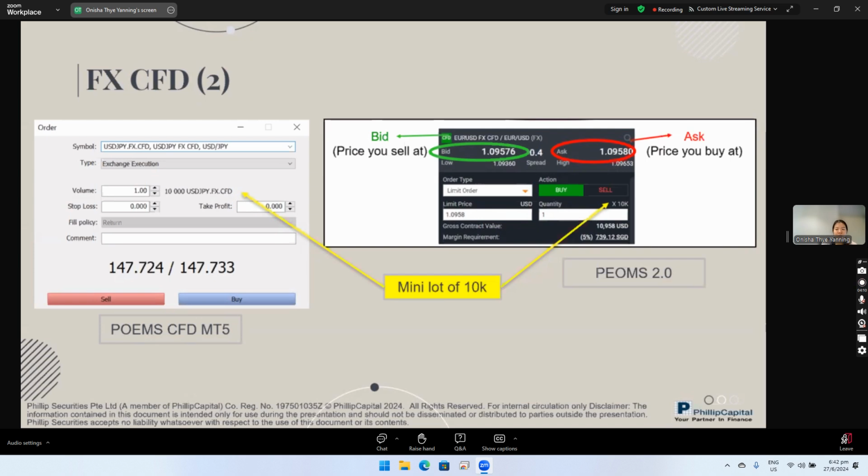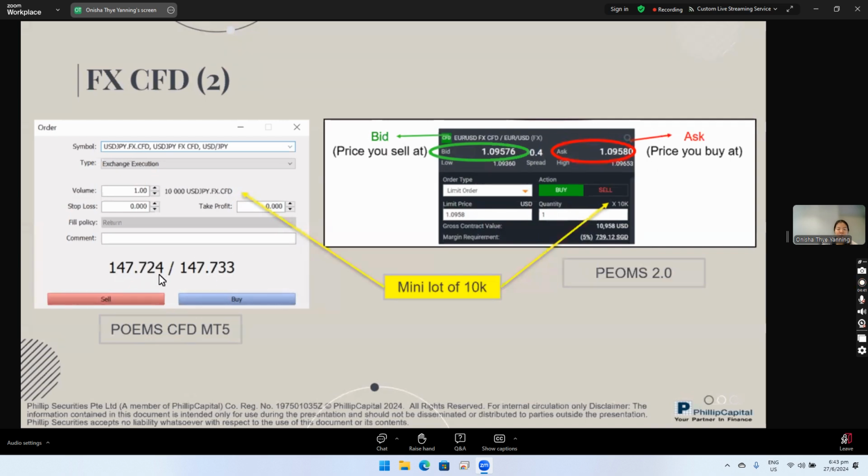So how does our FX CFD work? It will be similar to equities too, just that the spread will be shown in the middle. This is the spread. Unfortunately, on our MT5 we do not show you the spread, but we show you the bid and ask price. The spreads are usually measured in pips, which is the smallest price movement a currency exchange rate can make. Same thing here: you buy at the ask and you sell at the bid.